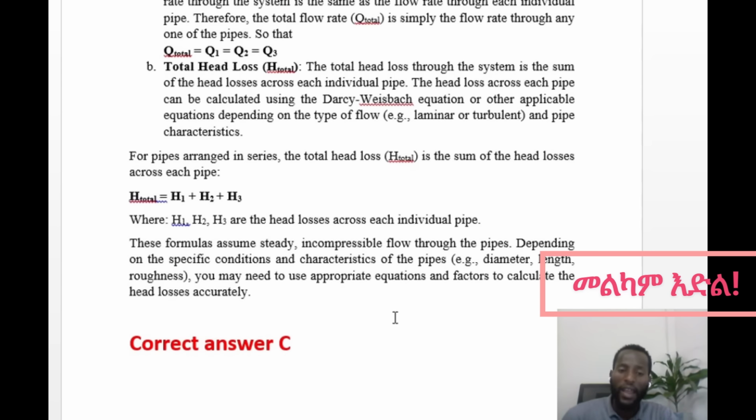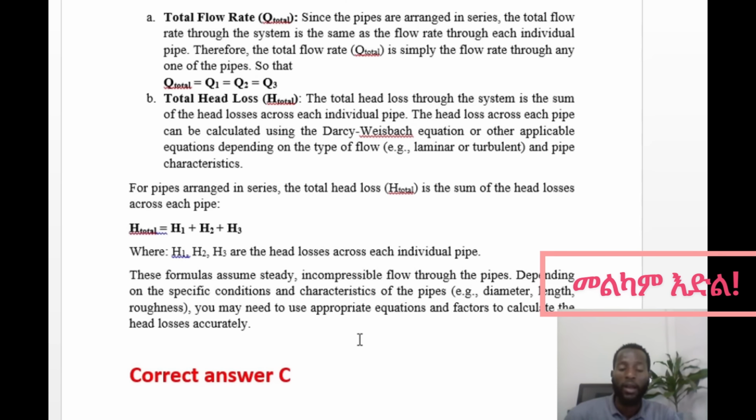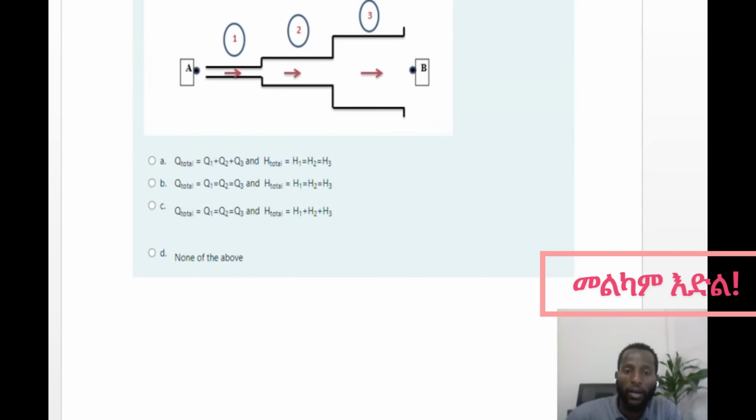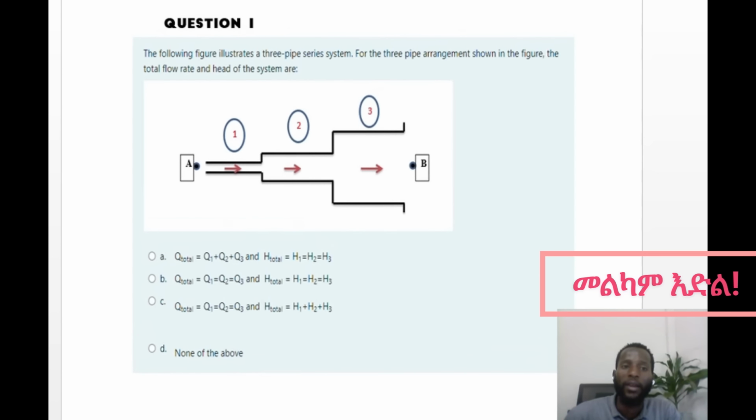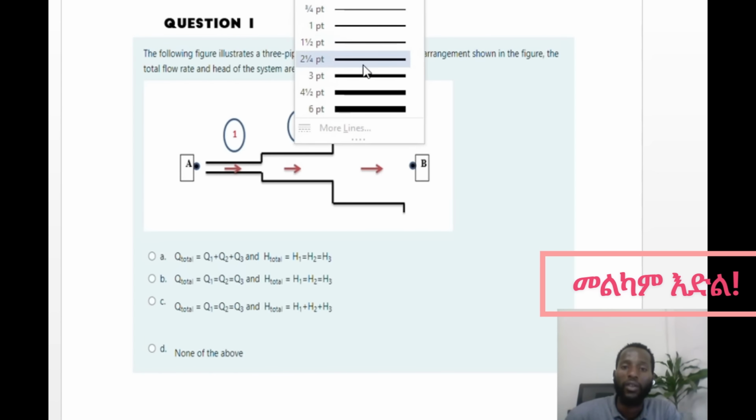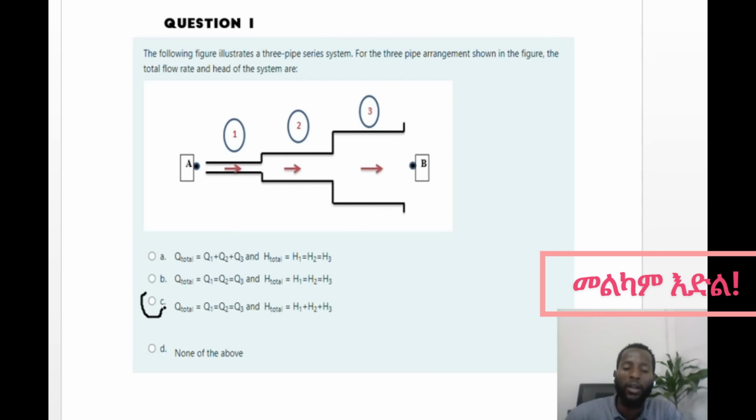Therefore, finally, we have to see the equation with Q total equal to the individual Q's, and H total equal to the summation of individual heads. The correct answer is here: Q total is equal to Q1, Q2 or Q3, and H total is equal with H1 plus H2 plus H3. Therefore, the correct answer for this question is choice C.